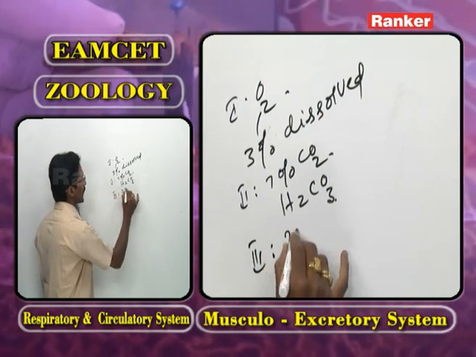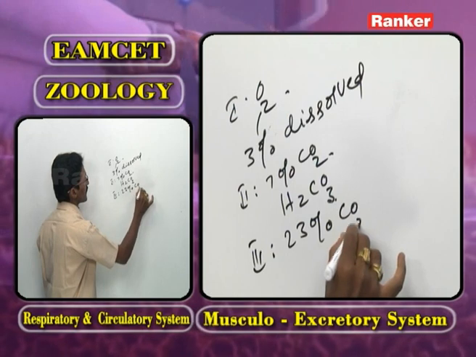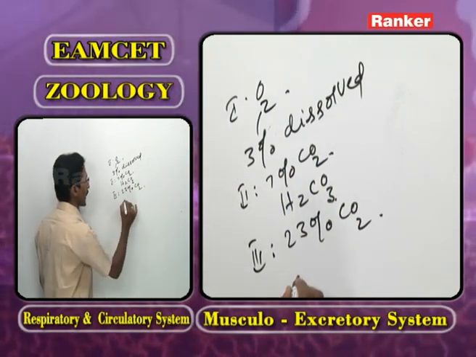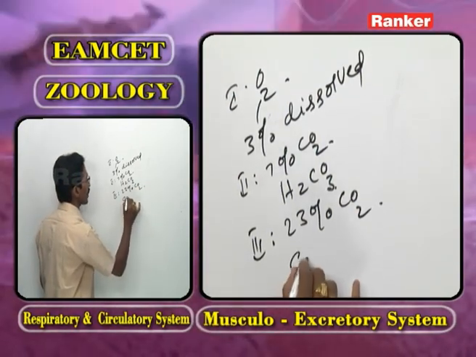Third, 23% of carbon dioxide is transported as carbamino compound.